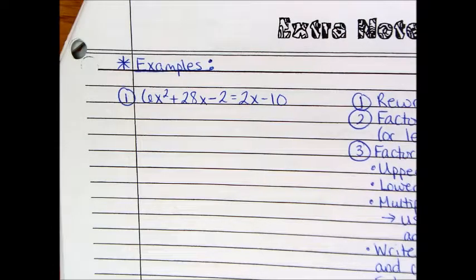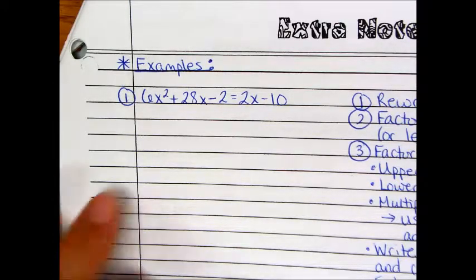Okay, example number 1. 6x squared plus 28x minus 2 equals 2x minus 10. So if you look at your first step, it says we have to rewrite that and make it equal 0. So here's the deal.